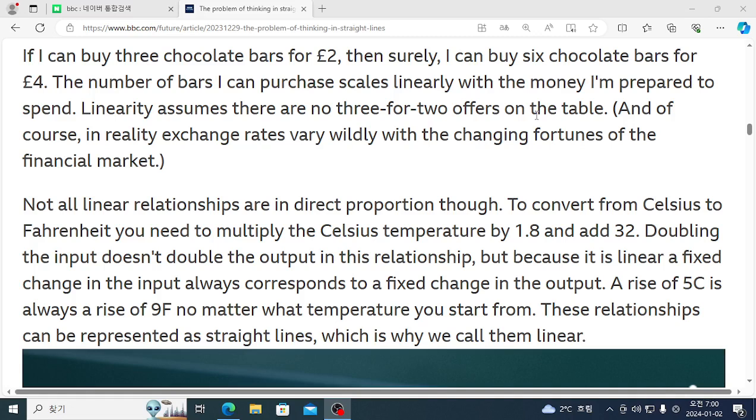Not all linear relationships are in direct proportion, though. To convert from Celsius to Fahrenheit, you need to multiply the Celsius temperature by 1.8 and add 32. Doubling the input doesn't double the output in this relationship, but because it is linear, a fixed change in the input always corresponds to a fixed change in the output. A rise of 5C is always a rise of 9F, no matter what temperature you start from. These relationships can be represented as straight lines, which is why we call them linear.